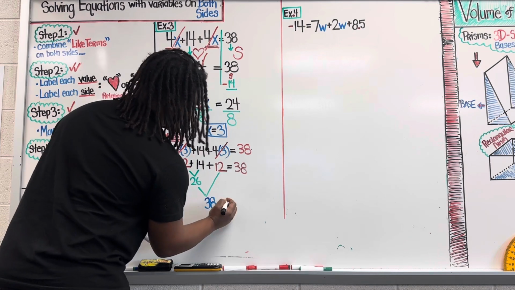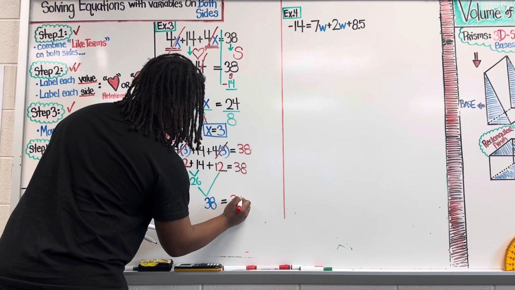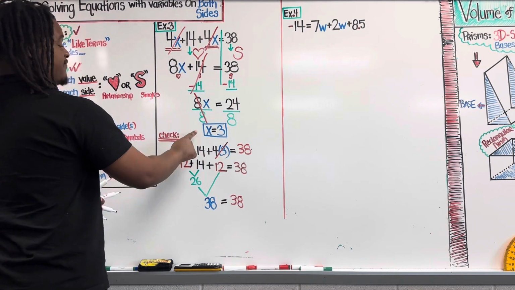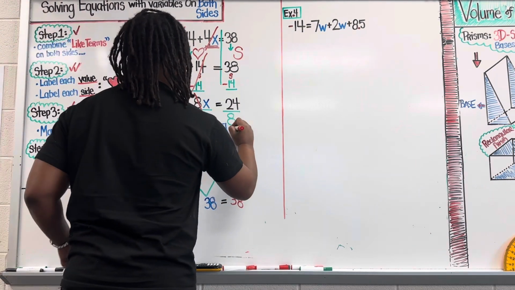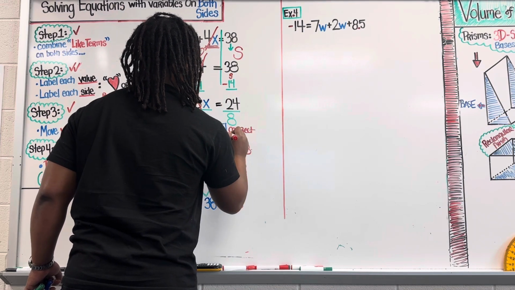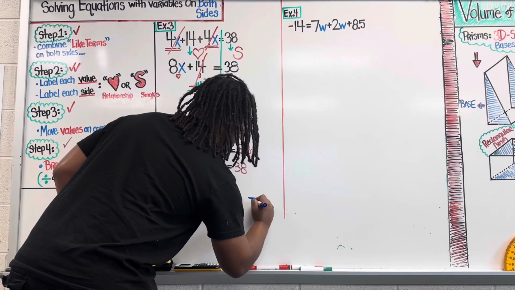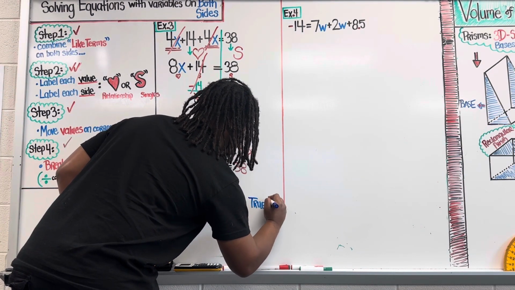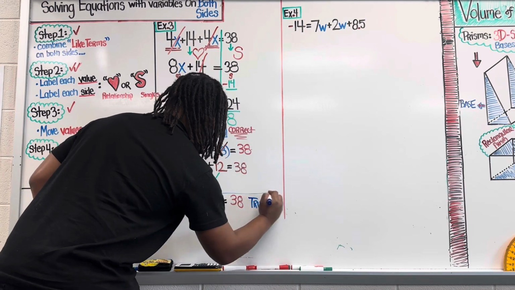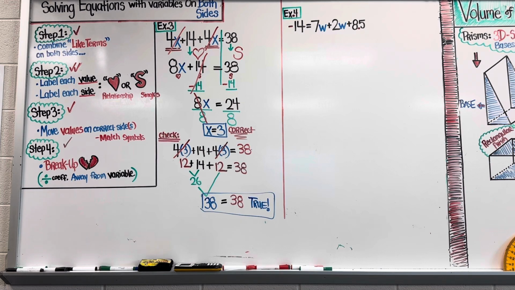So 38 does equal itself, which is 38. And if that's the case, guys, then this value of x is correct because it made the whole equation true, okay? So that's how you do it, guys. So that is the value of x, because if we plug in the value of 3 as x inside that equation, it will make the whole equation true, okay?